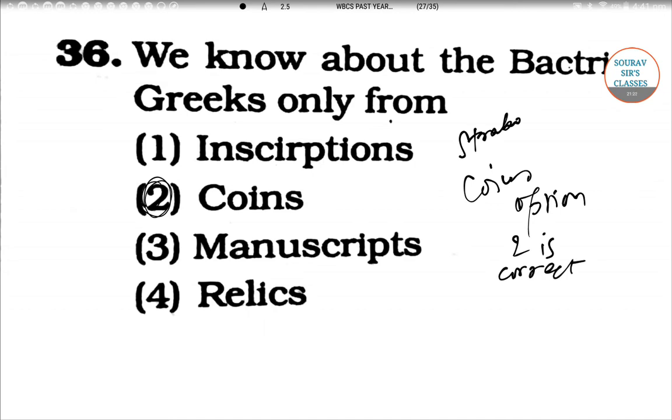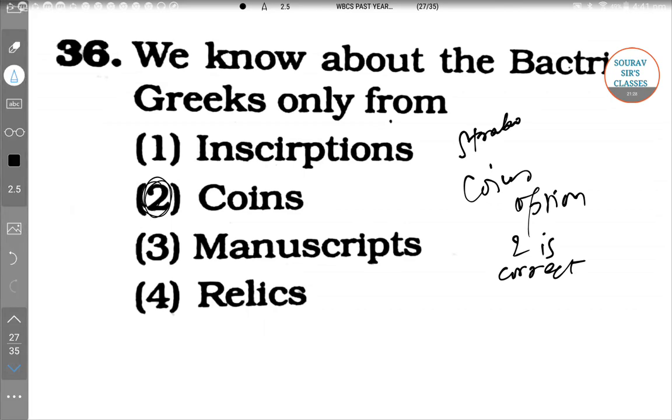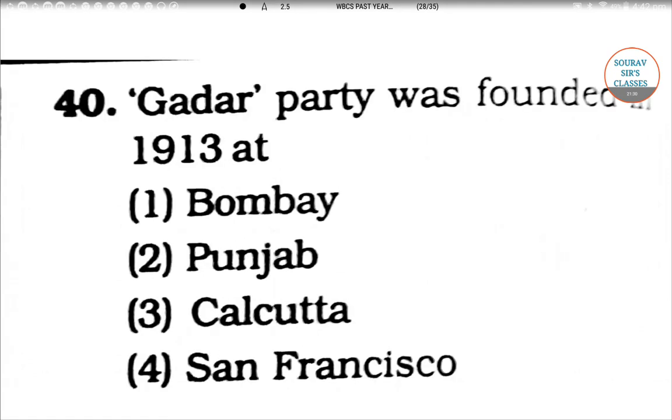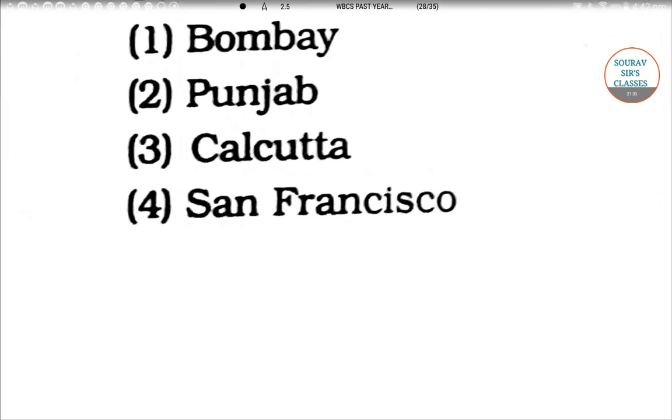Okay, let's move to next question. Ghadar Party was founded in 1930 in Bombay, Punjab, Calcutta, or San Francisco? So Ghadar Party is basically a party which fought against British rule in India from San Francisco. That is, option number 4 is correct. So we can write option 4 is correct.